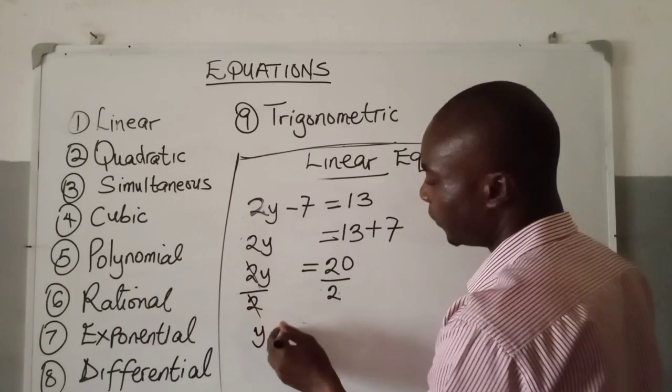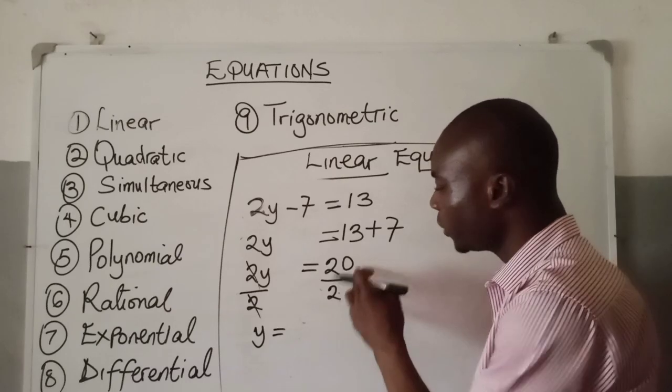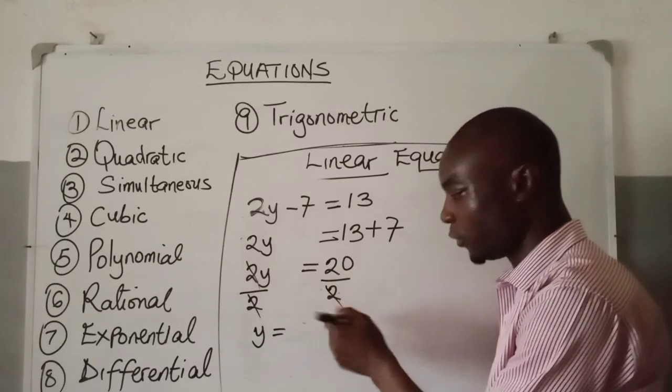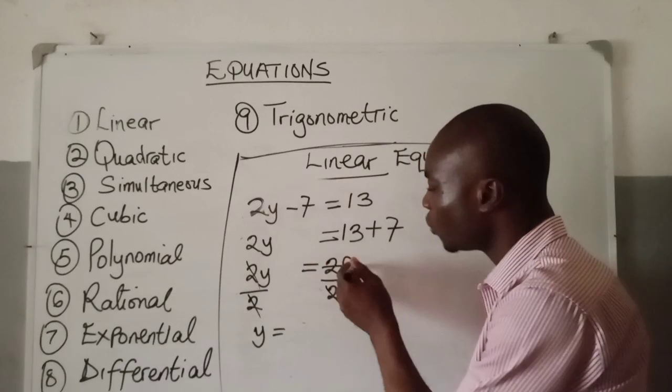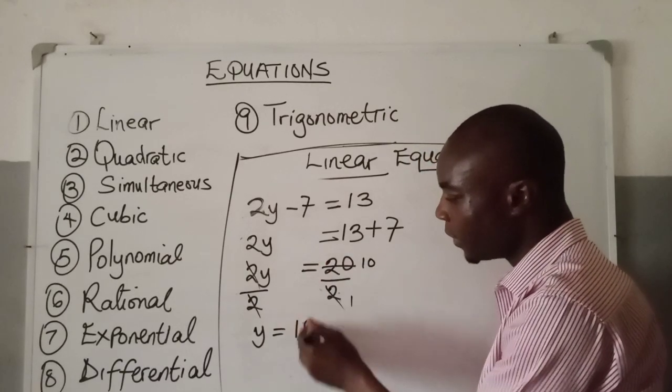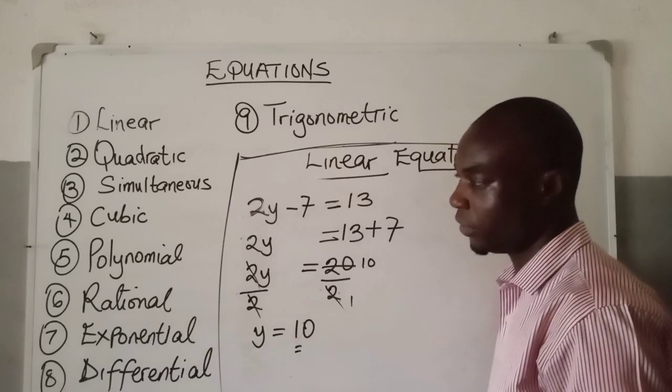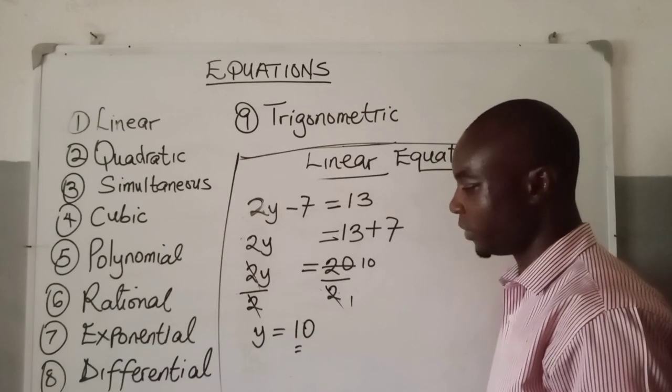So we'll say y is equal to, so 20 divided by 2 is 10, because 2 can go into itself once, and 2 can go into 20 10 times. So the value of y is equal to 10. So for this question, the value of y is 10.